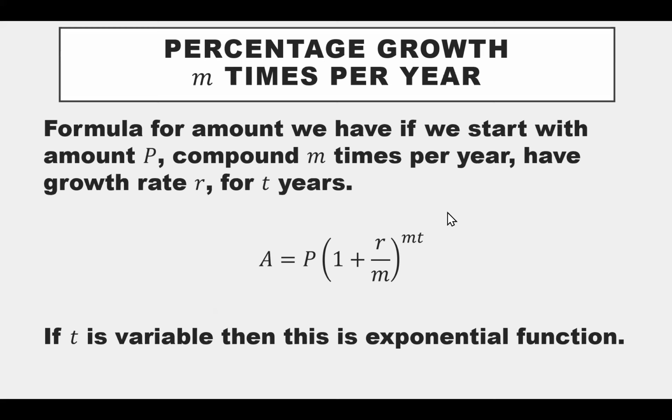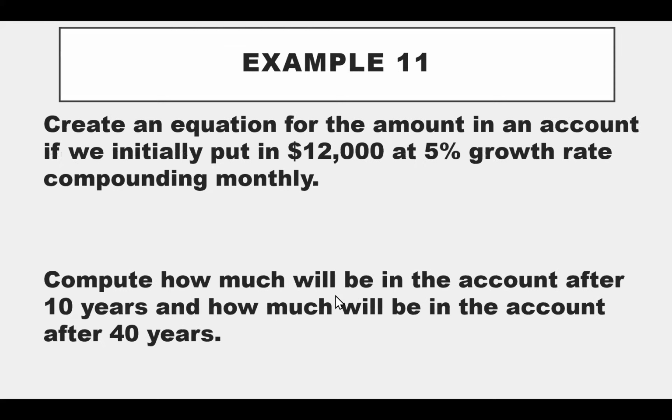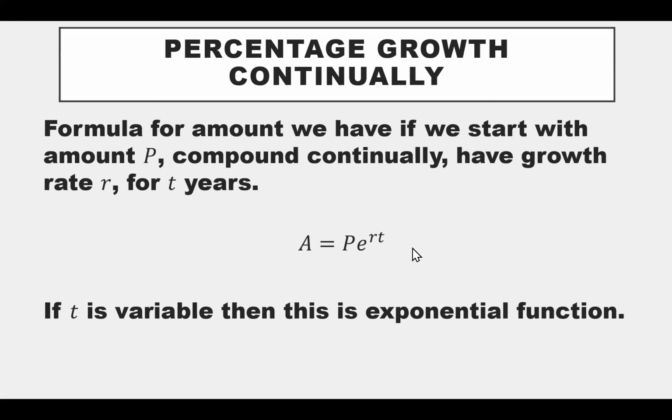And it turns out that formula that we had for calculating a percentage growth M times per year, as M gets really, really big, as M goes to infinity, this formula turns into this one with our base E. So we have principal times E to the RT. And if this T is a variable, then this is an exponential function.